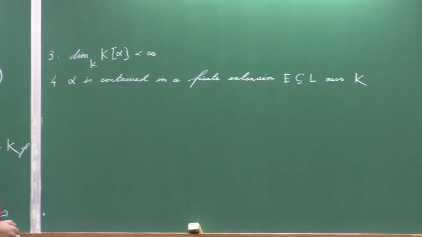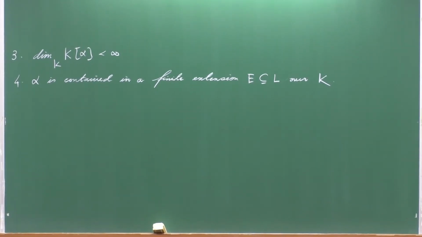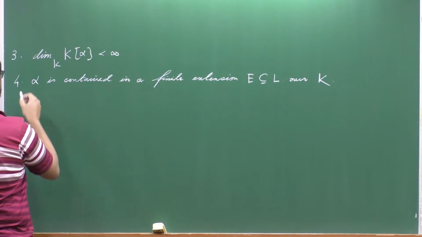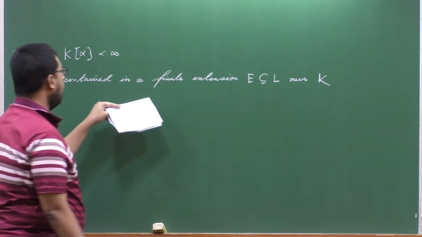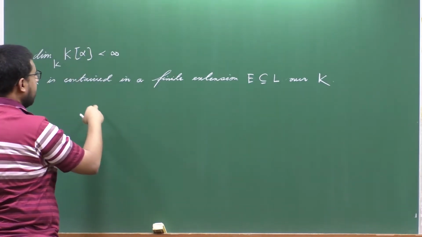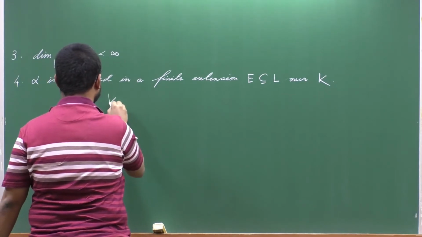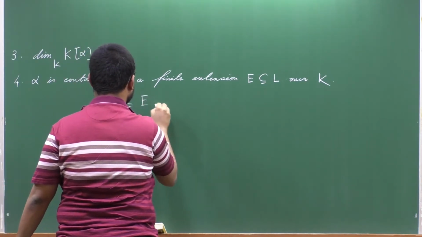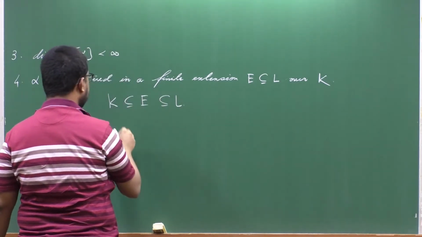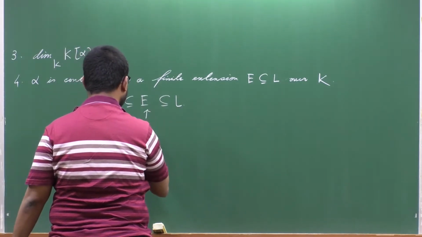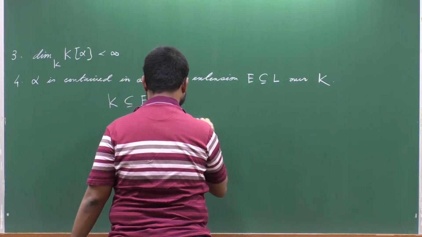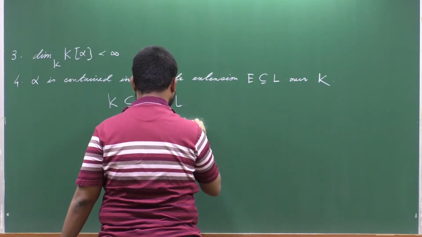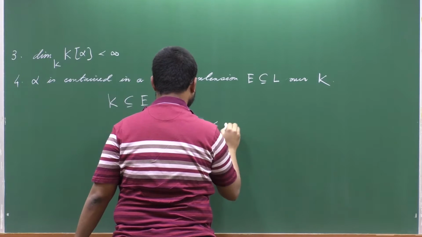This will automatically be a vector space over the field k, and this vector space has finite dimension. Then we also proved the fourth statement in that list, which is that alpha is contained in an extension. The situation is that there is an intermediate extension E, which is a field, such that the dimension of E over k is finite.